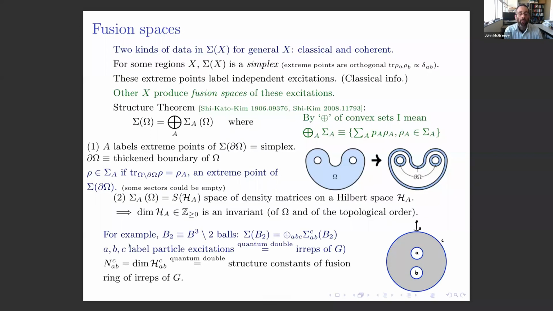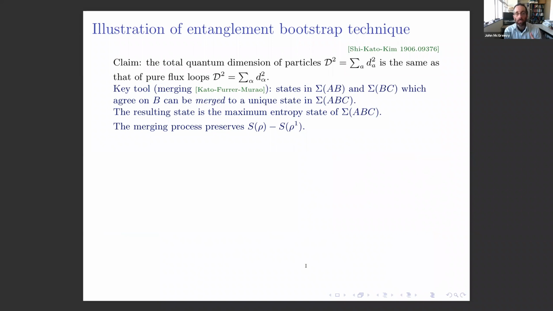Okay, so for example, in the case of B sub 2, which is a ball minus 2 balls, so it's like the 2-hole annulus, but the surface of rotation of it, the classical sectors are labeled by 3 particle types. That is 3 irreducible representations of G in the quantum double model. But within each of those sectors, there's a Hilbert space, which is the fusion space of those 3 particles, and its dimension in the quantum double case are the structure constants of the fusion ring of irreducible representations of G, unsurprisingly.